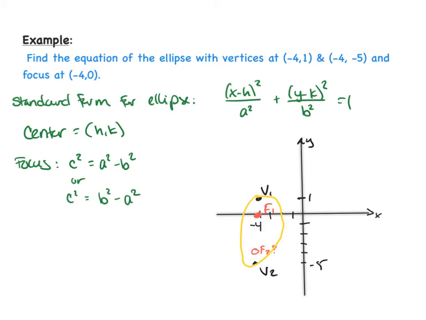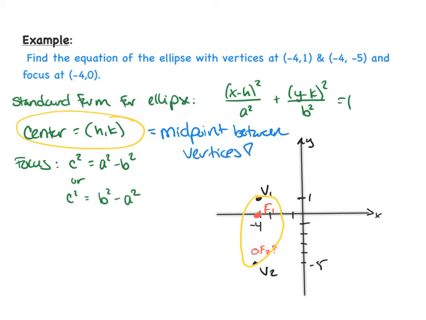Okay, so the first thing that I think we should find is the center. And what we need to remember is that the center in this case will be the middle point between the vertices. So between this vertex and this vertex, if we find halfway, the center should be in there. What a great opportunity to practice our midpoint formula. Okay, so I'm going to make this focus information go away so we can work on the midpoint first.